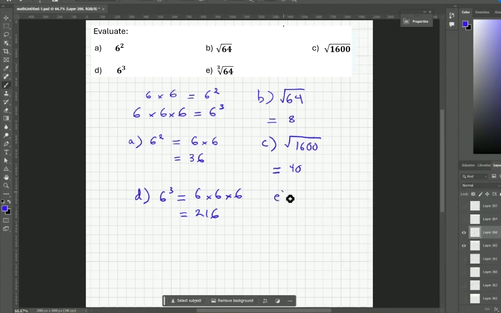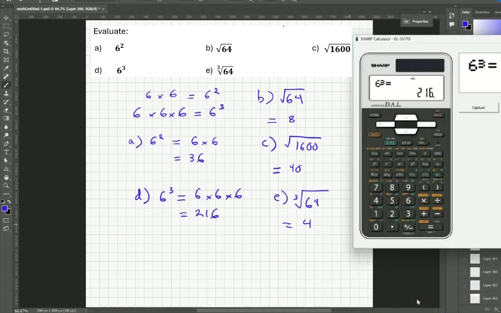Right, let's look at E. It's asking us for the cube root of 64. This is the number that cubed will produce 64. Now, if you know this, 4 times 4 is 16, and then times 4 again is going to be 64, so it's going to be 4. But you can also use your calculator to check.